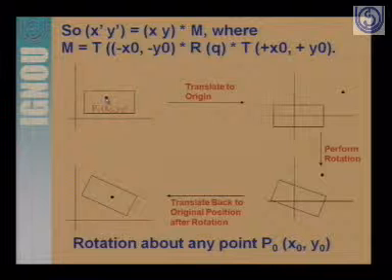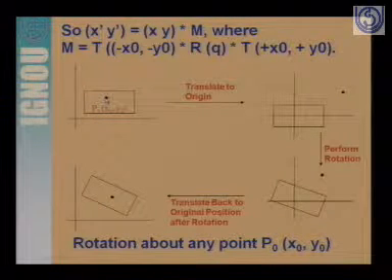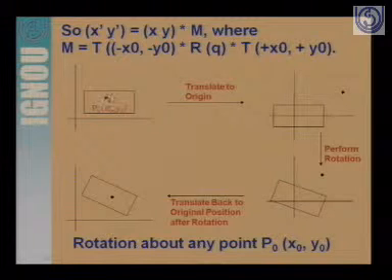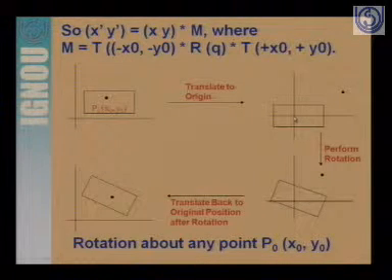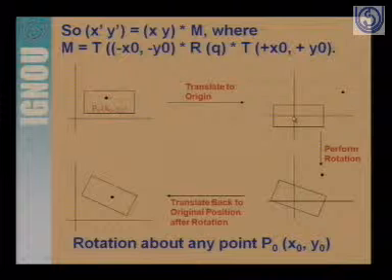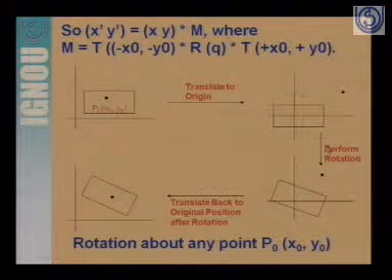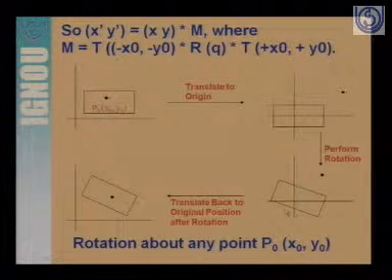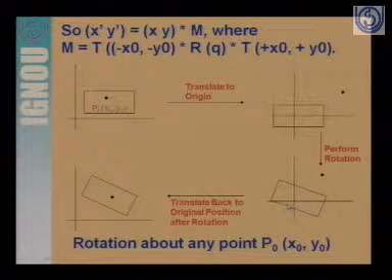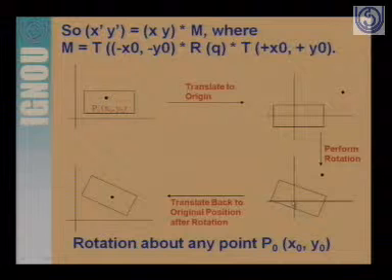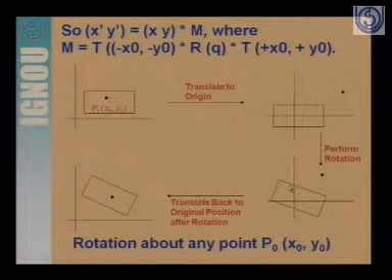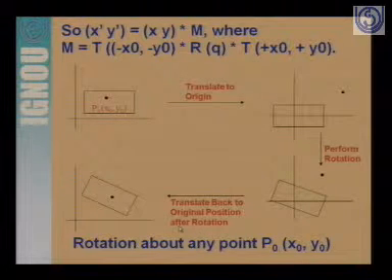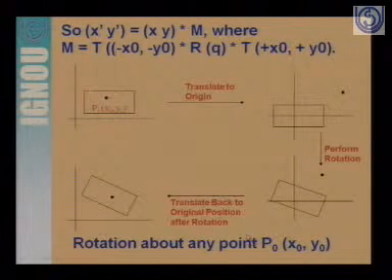So here, this was the original object. We have to bring it to the origin, so this point is coinciding with the origin over here. First translate to the origin, then perform rotation. Here we are performing the rotation, and after rotation it will take this shape, and again we have to bring back this object to the original position. So translate back to the original position after rotation. So this is rotation about point P naught.